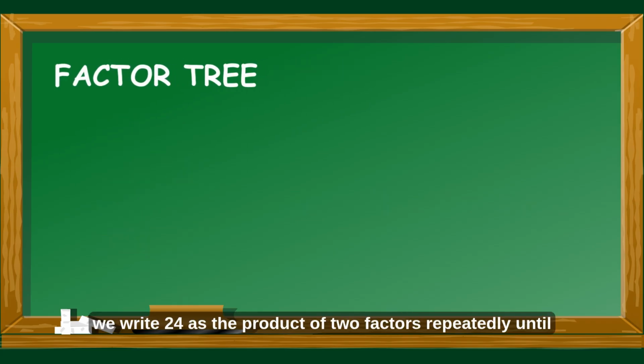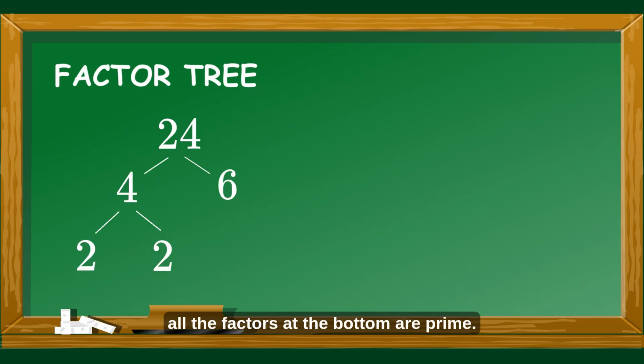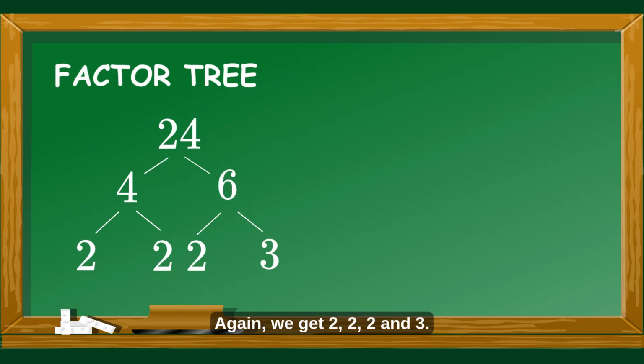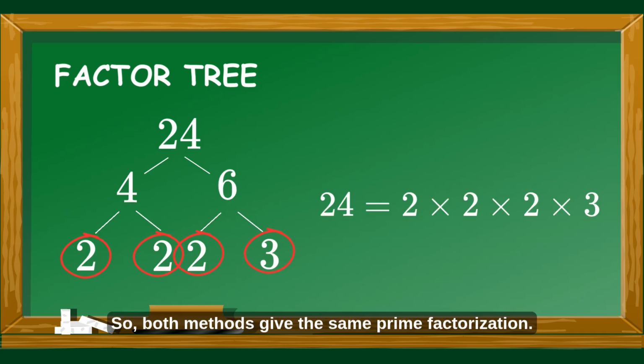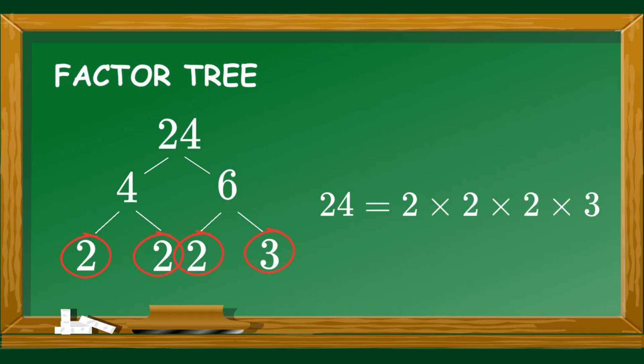Using a factor tree, we write 24 as the product of two factors repeatedly until all the factors at the bottom are prime. Again, we get 2, 2, 2 and 3. So, both methods give the same prime factorization.